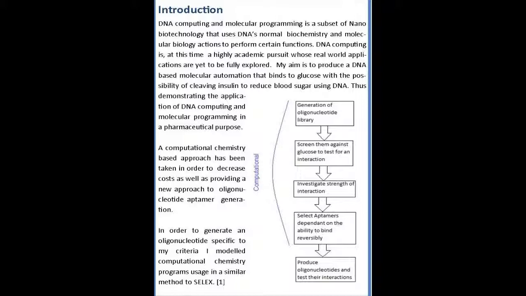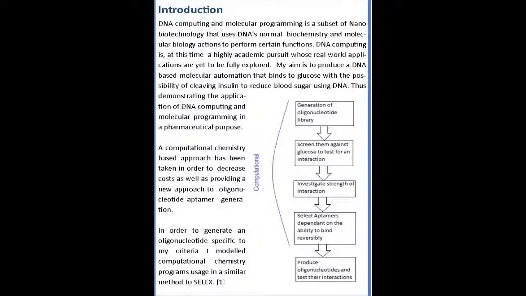Initially, a large amount of oligonucleotides was generated computationally in order to create an oligonucleotide library. This library was then screened against glucose to test for an interaction between the DNA aptamer and glucose. The strength of the interaction between glucose and the DNA aptamer was investigated in order to select aptamers depending on their ability to bind reversibly with a sufficient interaction.